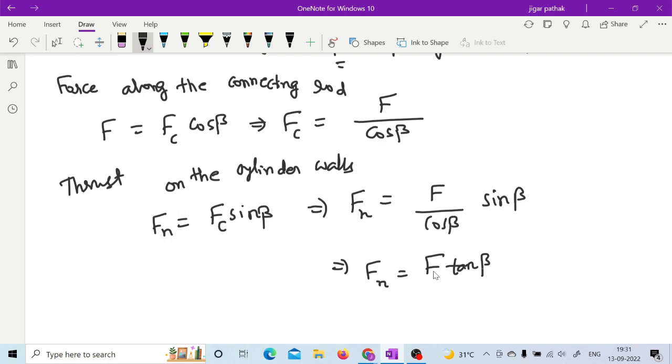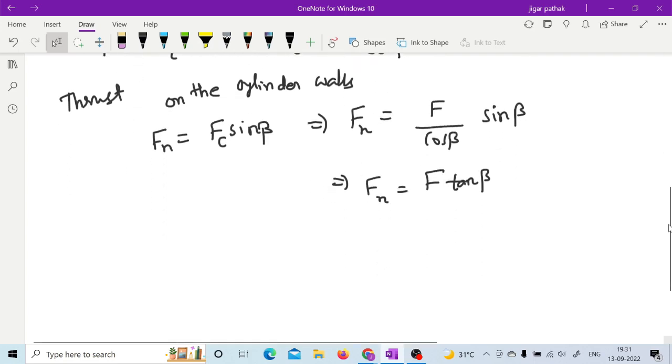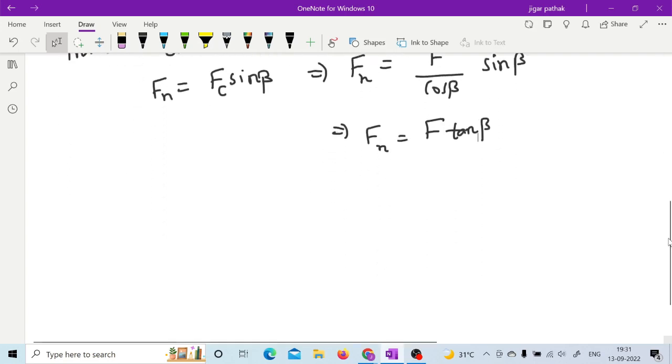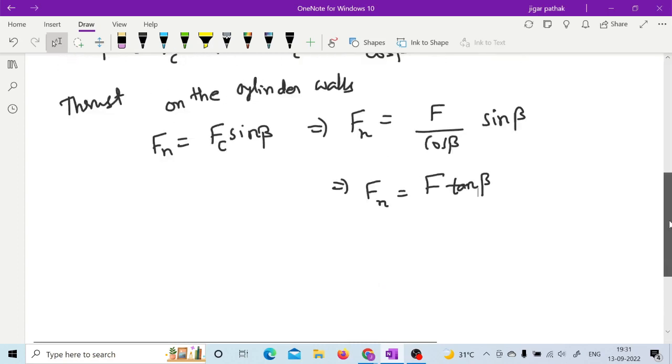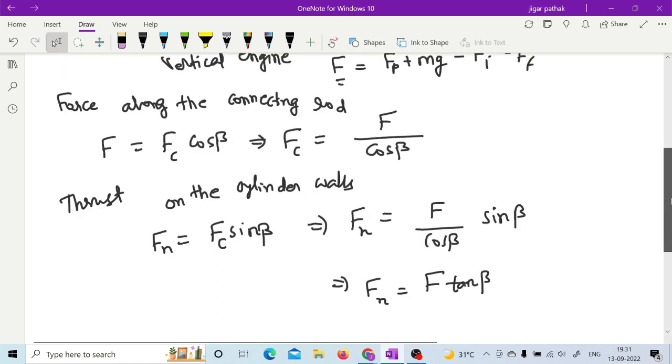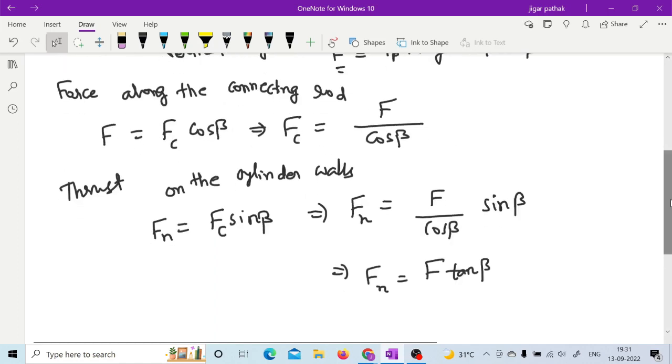Now if you are supposed to, can I go down? Hello, can I go down for crank effort? Yes, sir. Okay, let us go for the slide. Sir, move it down a little more. That is enough, sir.